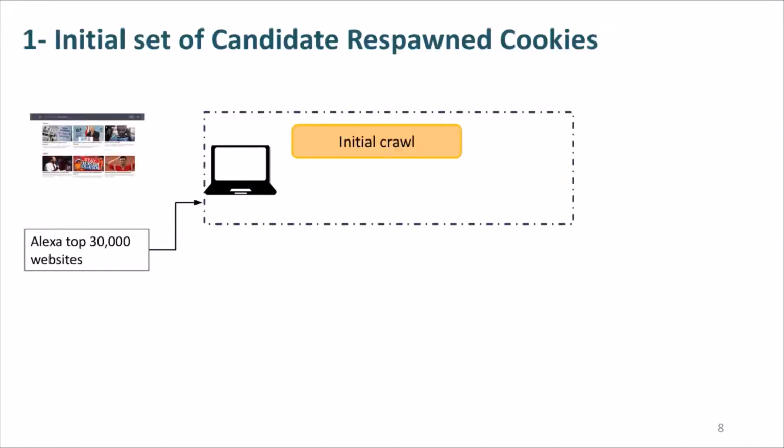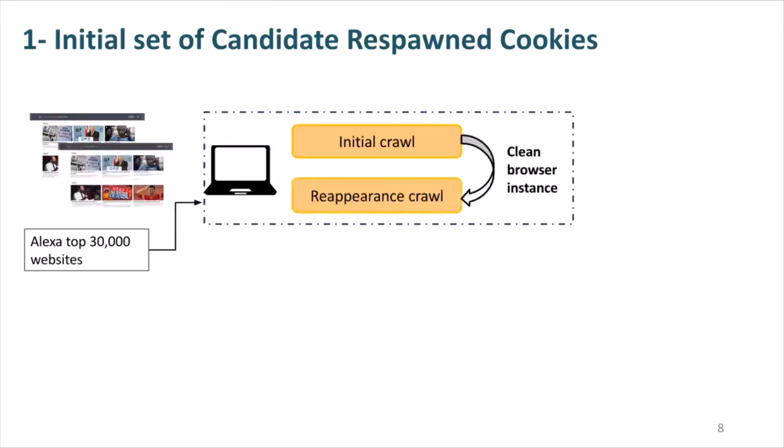Now, how to study cookie respawning with browser fingerprinting on the web? In the following, I will summarize our methodology. For this work, we studied the Alexa top 30K websites. For every website, we make a first call that we refer to as the initial call. Then we clean all browser storages, including cookie storage, open a new browser instance, and perform a second call that we refer to as the reappearance call.